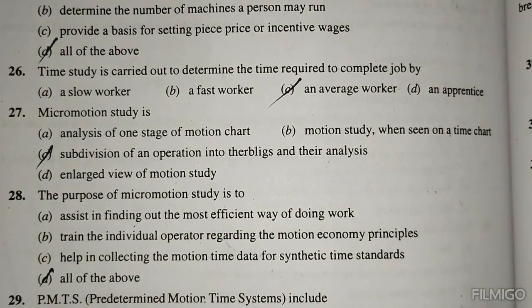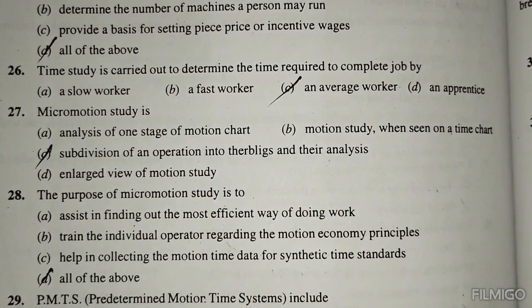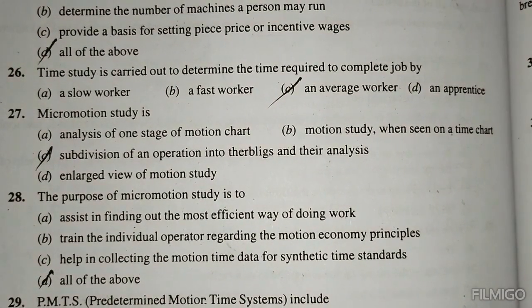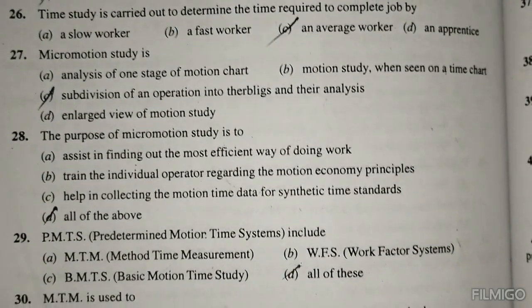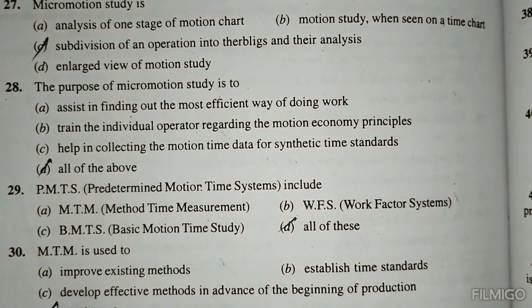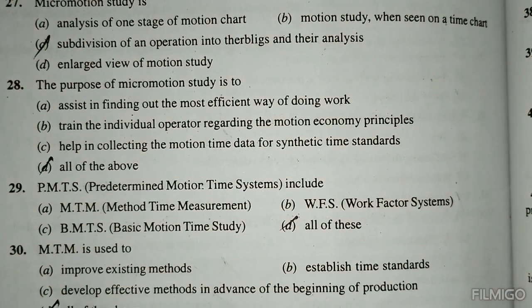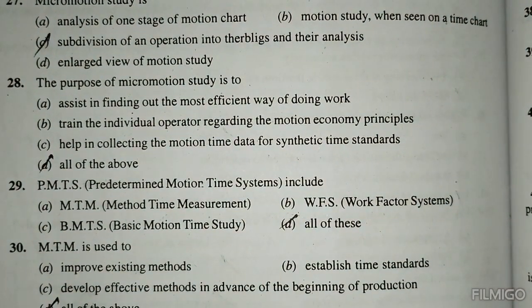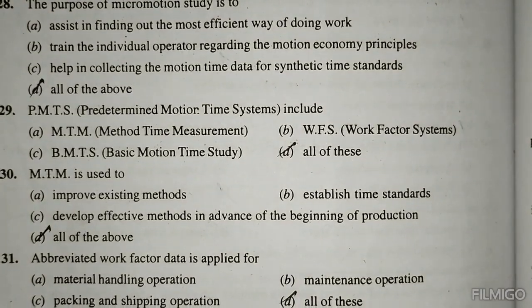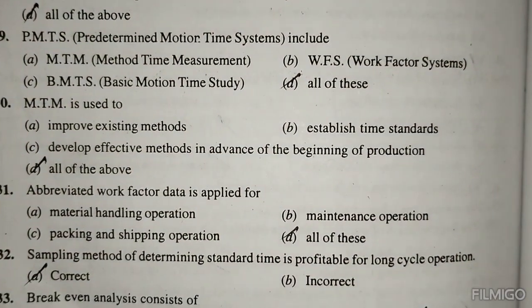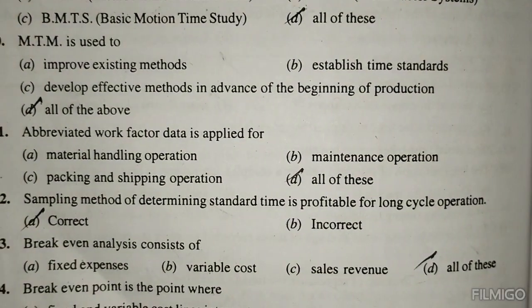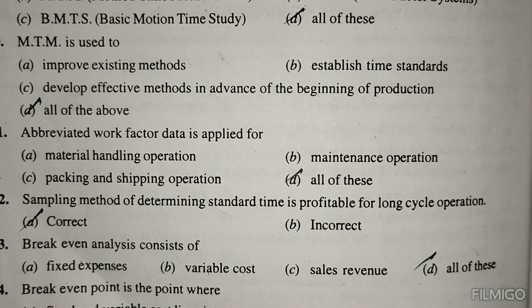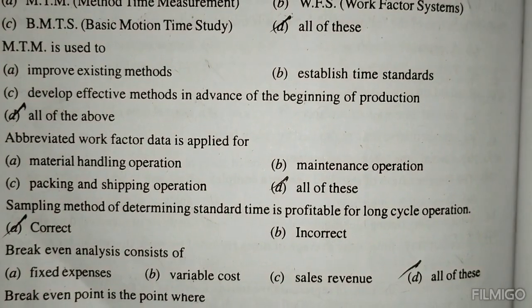A micro motion study is the subdivision of an operation into its therbligs and their analysis. The purpose of micro motion study is to do all of the above. PMTS, predetermined motion time system, includes all of this. MTM is used for all of the above. Abbreviated work factor data is applied for all of this. The sampling method of determining standard time is suitable for long cycle operations.